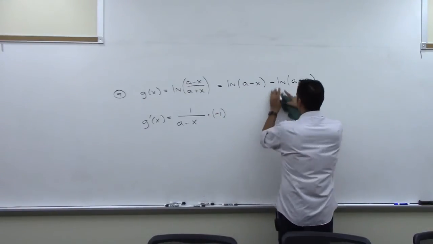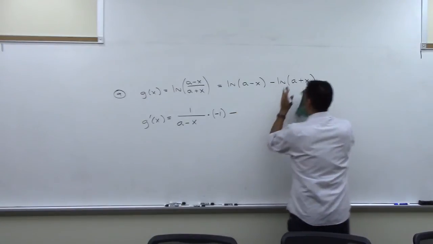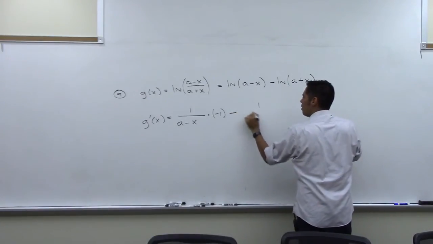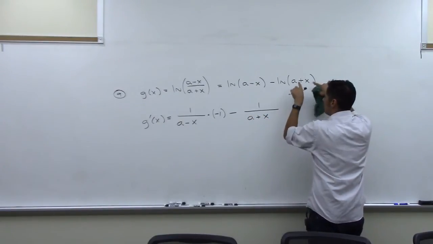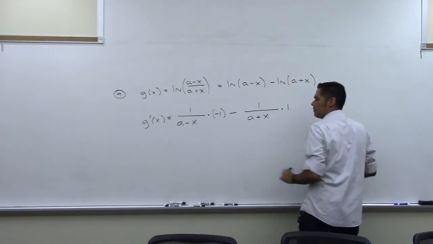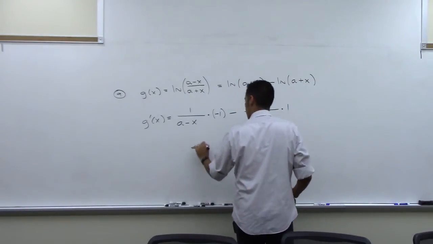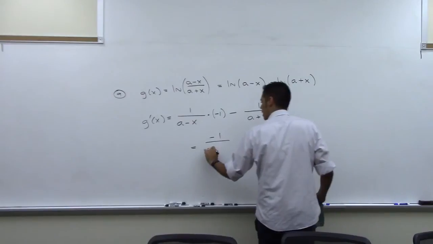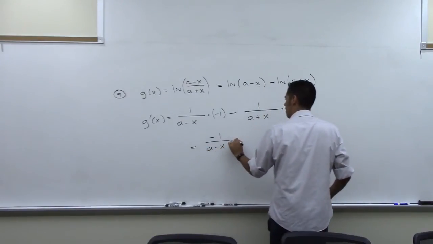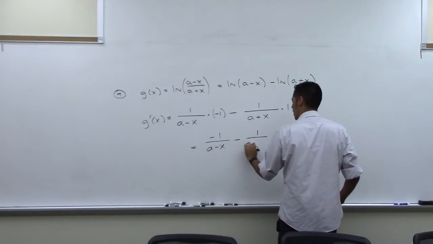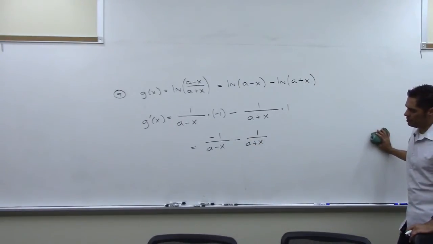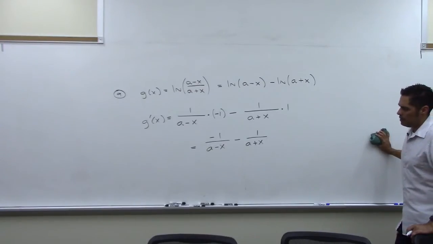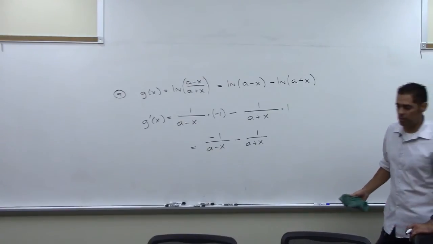Then I have, let's see, minus, now I do derivative of this one, which is again 1 over what's in here, times derivative of what's inside, which is just 1. So I get, let's see, this is negative 1 over a minus x minus 1 over a plus x. And I'm wondering if they get a common denominator and put these together as the answer in the book. I don't know. I'm going to leave it like that because I'm under a time crunch here.